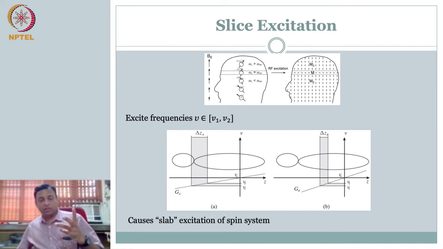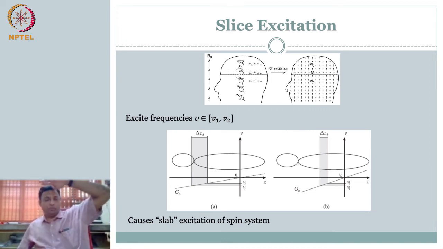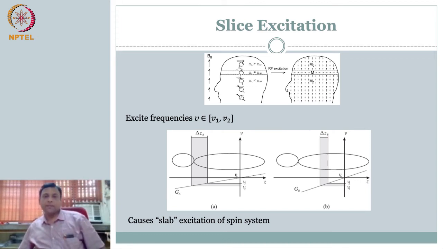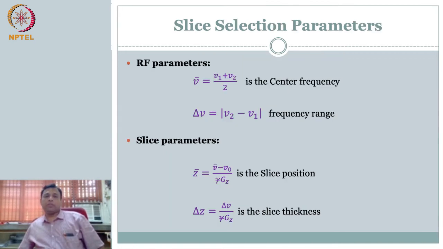So essentially, by controlling the gradient, the GZ amplitude, the magnitude of the gradient, and your frequency of excitation, you can select whichever slice you want from whichever location you want, and the thickness can be controlled, right? So let's put it in terms of equations that we know. The parameters that we are interested in now are RF parameters, which have a center frequency and a bandwidth, and then the slice parameters, which have the slice location and slice thickness.